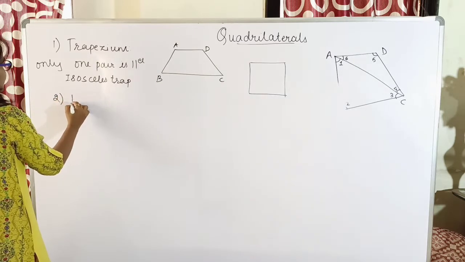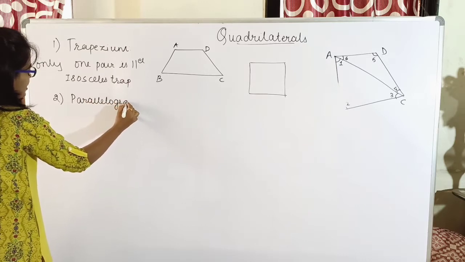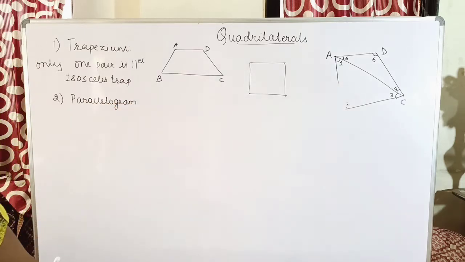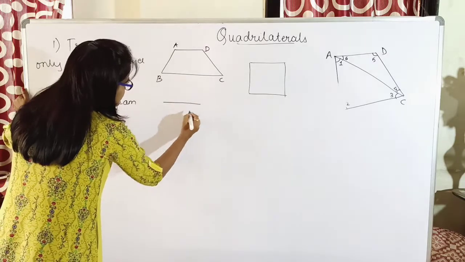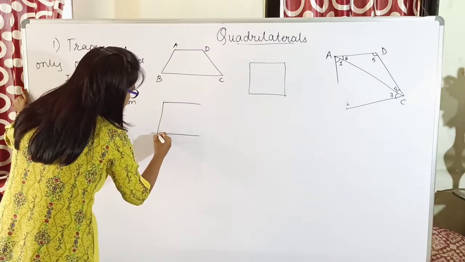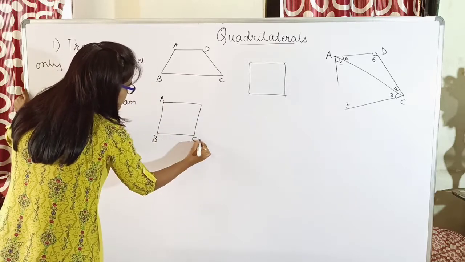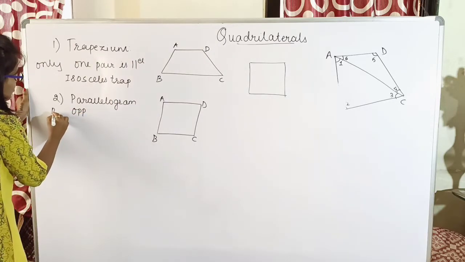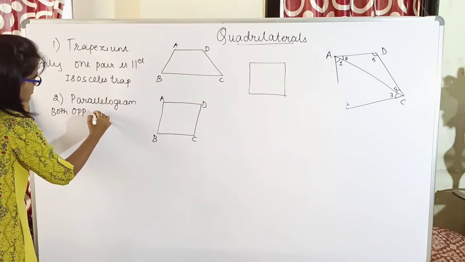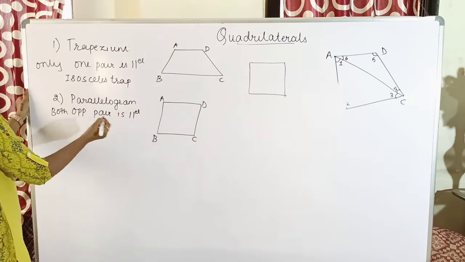Second, the next definition is parallelogram. Now by the name itself, you should know what a parallelogram is. It is a quadrilateral in which both pairs of opposite sides are parallel. Both the pairs are parallel, isn't it? Suppose this is my one pair and this is my another pair. As you can see, AB is parallel to CD, whereas AD is parallel to BC. So both opposite pairs are parallel. Hence, it is called a parallelogram.